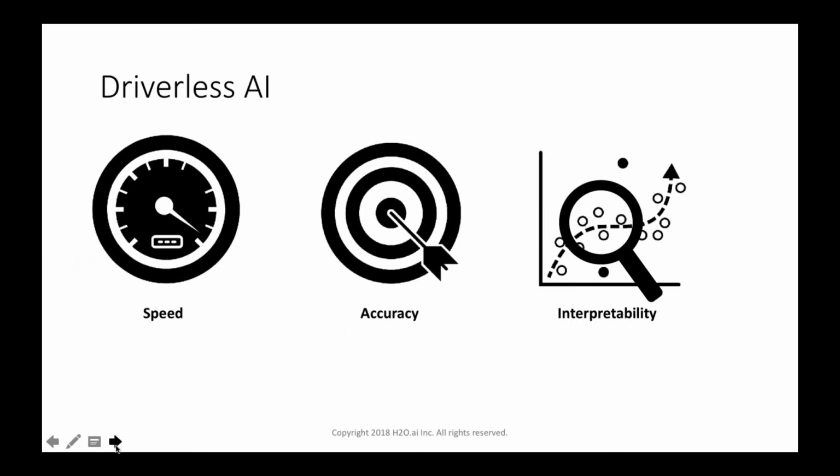Driverless AI incorporates speed, accuracy, and interpretability. Speed by being able to use that H2O for GPU in the backend. Accuracy, we do automated feature engineering, which I'll discuss in more detail, which helps improve accuracy of our models. And interpretability, so it allows you to interpret your model, understand how this model is making the decisions that it does.